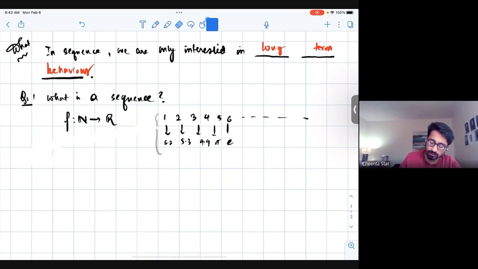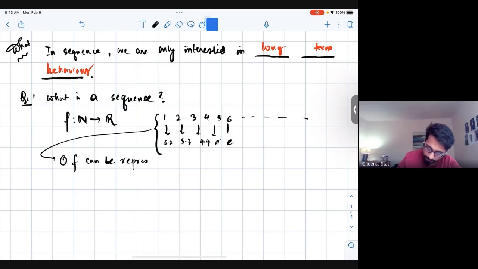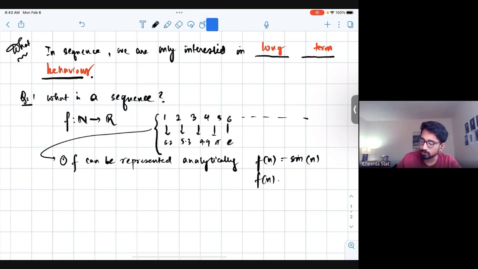Essentially it's a function, and this function f can sometimes be represented analytically. By analytically I mean, let's say f of n is equal to sine of n, f of n is equal to n, f of n is equal to 1 by n. Here sine of x is a function, here x is a function, here 1 by x is a function, okay?